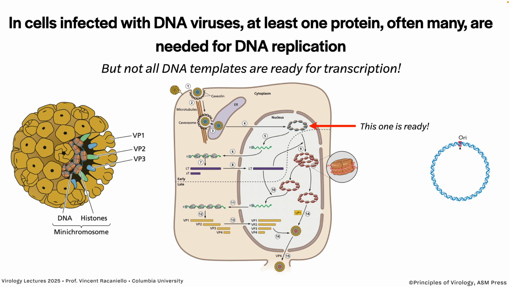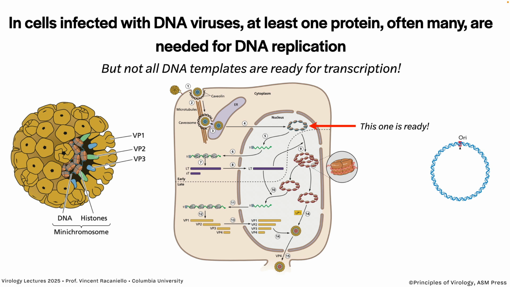Anyway, here's another one. In cells infected with DNA viruses, at least one protein, sometimes many, are needed for DNA replication. So what does that mean? When a DNA comes into a cell, before it can replicate, it needs to make proteins. It means to make mRNA, and they have to be translated. But the problem is that I've just alluded to, not all DNA templates are ready for transcription. You have to be double-stranded DNA in order to be transcribed, okay?